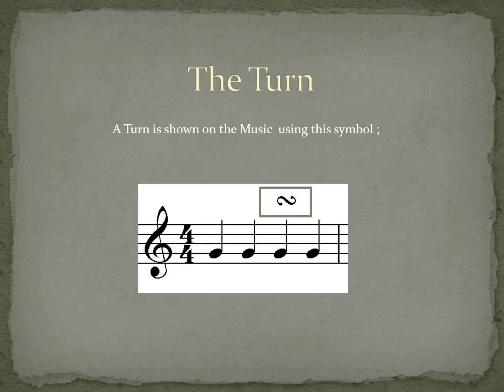Okay, the first ornament I'm going to deal with is something called the turn. Now the turn is shown on the music using this symbol that I've indicated here and put a square around, so you can see it nice and easily. It's placed above the note G, which we regard as the principal note, or the WN, the written note.